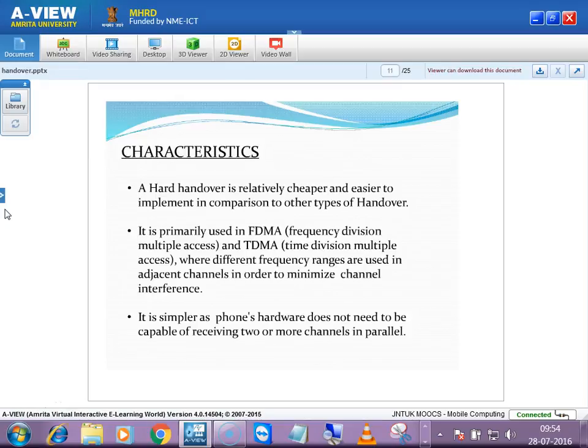It is primarily used in FDMA, TDMA, where different frequency ranges are used in adjacent cells in order to minimize channel interference. The same thing which I told now. It is simpler as the phone's hardware does not need to be capable of receiving two or more channels. If you want to receive two signals at a time, you'll be having antenna types like MIMO. SISO in the sense single input, single output.